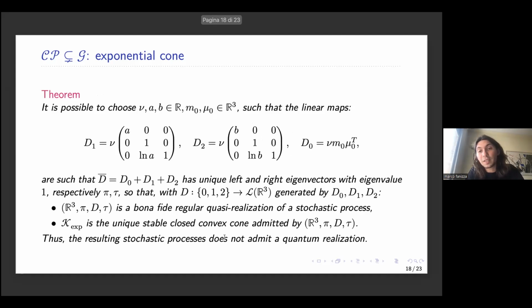And so the simplest example that we have is actually a model based on an alphabet of 3 letters. So we need 3 maps. And we find this parameterization of these 3 maps, which is such that there exists a choice of parameters which gives maps whose sum has unique left and right eigenvectors with eigenvalue 1, which we can call pi and tau. And the resulting quasi-realization is in fact a good quasi-realization of a stochastic process. And the exponential cone is the unique stable closed convex cone admitted by the quasi-realization. And therefore the resulting stochastic process does not admit a quantum realization.